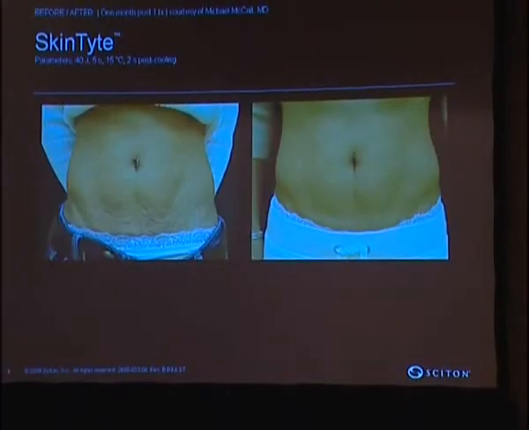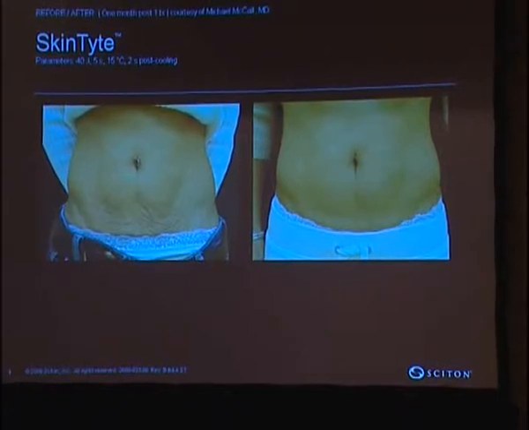Those are some of the examples of achievement we can get. This is the abdomen. Mild laxity can improve. Hand rejuvenation is becoming one of the popular requests of the patients. Also on the abdomen, mild laxity.